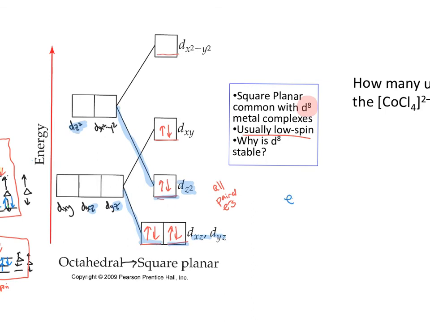Let's look at the example if we have a tetrahedral structure and d8. Is there any increased stability? We know it's typically high spin. 1, 2, 3, 4, 5, 6, 7, 8. And so I still have 2 unpaired electrons, not much increased stability there. And this is why if I have a coordination number of 4, a d8 metal will be square planar because of this orbital diagram.